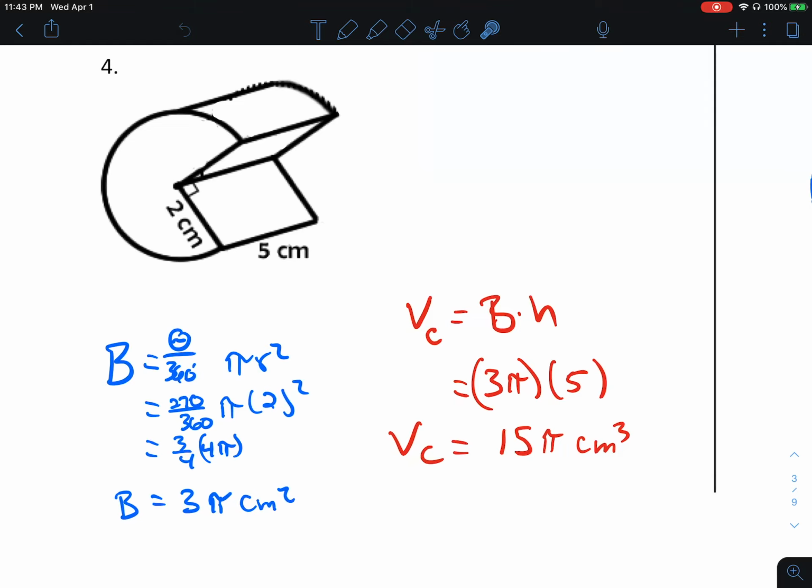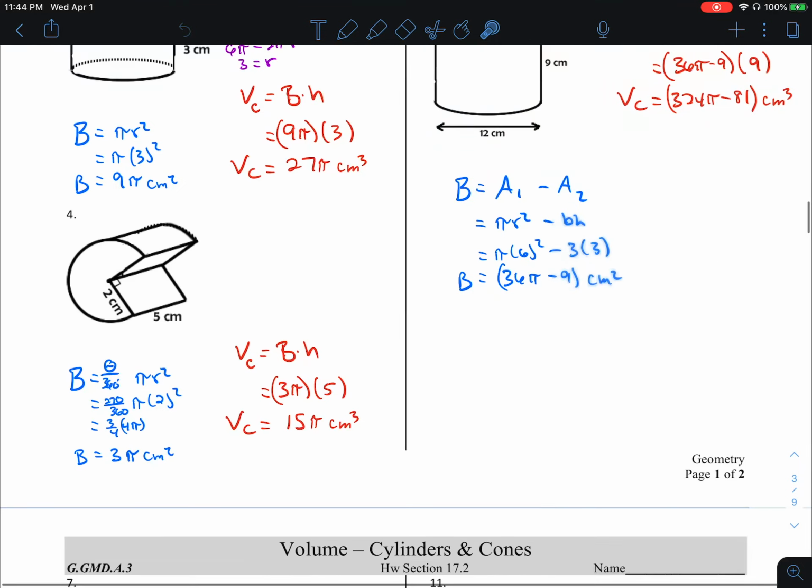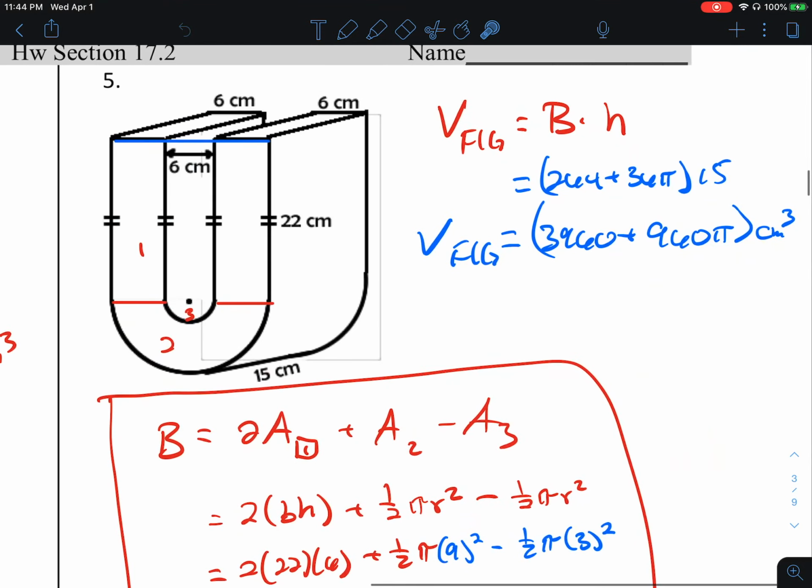So 270 over 360 is 3/4. The radius is 2. 2 squared is 4. The 4's cancel. We get 3 pi. That is the area of this base. If you then multiply it by the height of 5, you get the volume of this little fella is 3 pi times 5, or 15 pi cubic centimeters.